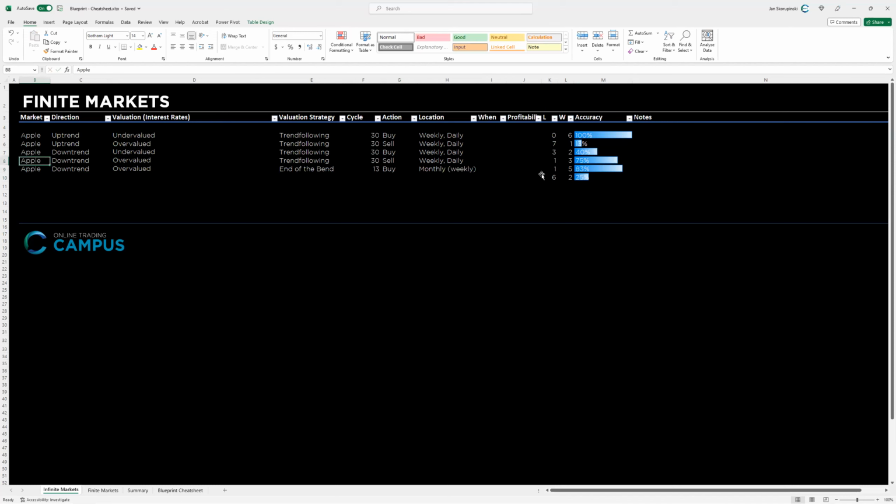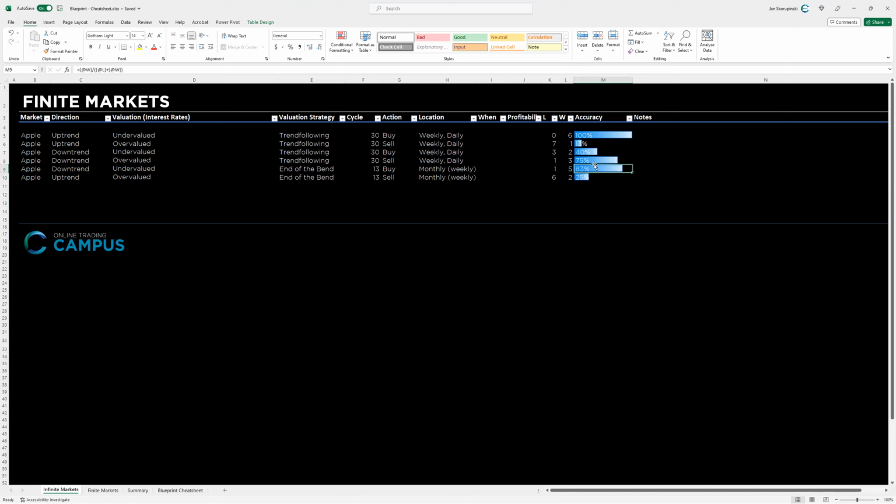So already, for Apple, you really don't want to sell, right? For Apple, you don't want to sell. The only time you would sell is if you can predict a recession. But even then, we probably wouldn't sell Apple. We would sell some weaker markets rather than Apple. So during uptrends, overvalued, well, this would be undervalued. And as we look to sell in monthly and weekly supply, there's not a very high accuracy.